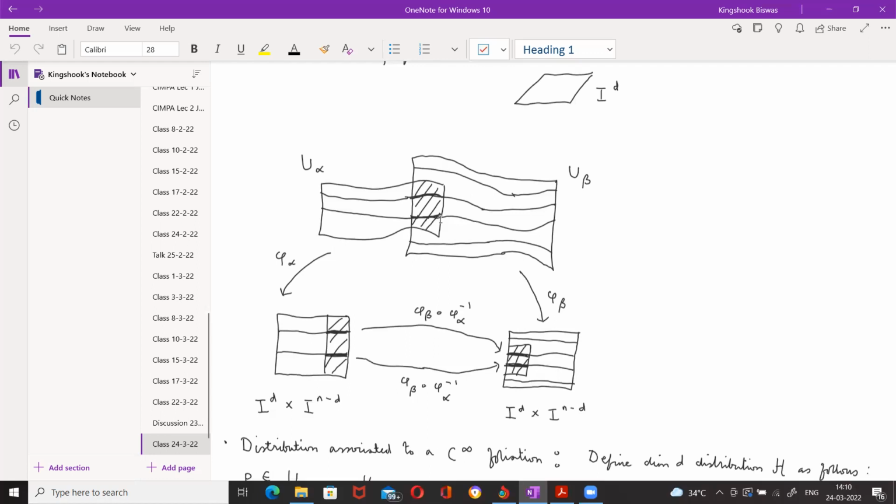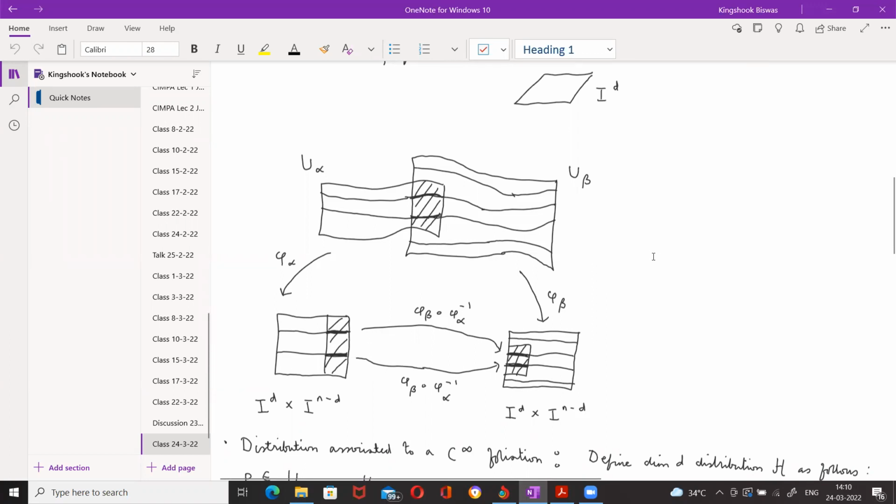Yes, sir. And so what does this mean? This means that I can continue the plaques. I should be able to continue these plaques from one chart to the other. And then by extending them infinitely, I should get leaves of the foliation. Okay, that's the idea. All right.